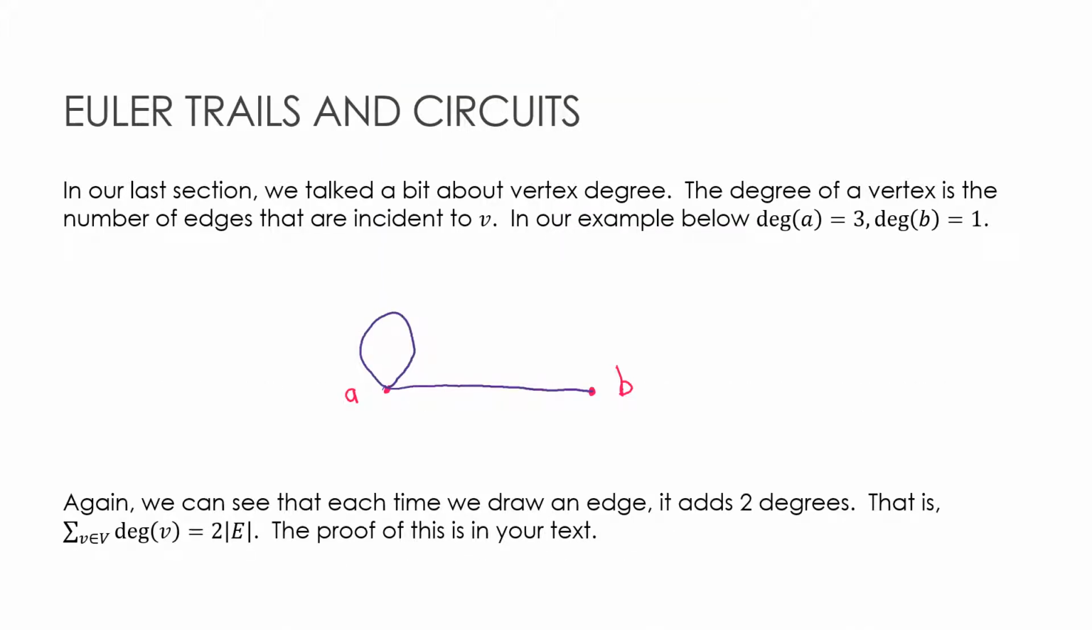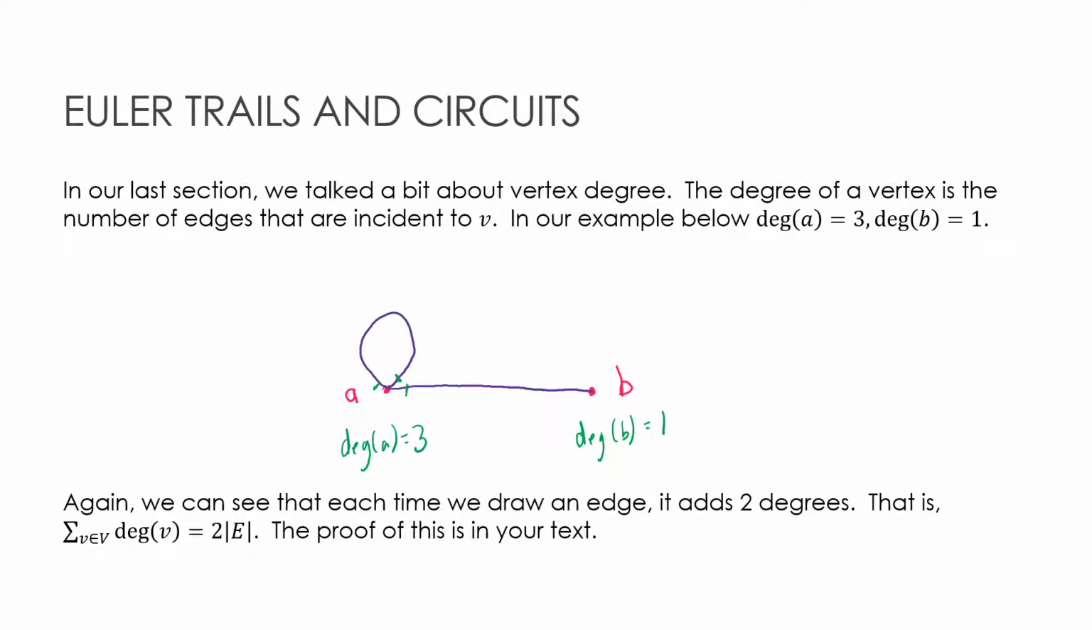So we talked at the end of our last video about vertex degree, or the degree of a vertex. And the degree of a vertex is the number of edges that are incident to that vertex. So for this particular example, the degree of A, which notice the notation that we'll use, is 3 because there's 1, 2, 3 edges coming out of it. It doesn't matter that one of them is a loop. Whereas the degree of B is just 1 because there is only one edge coming out of vertex B.